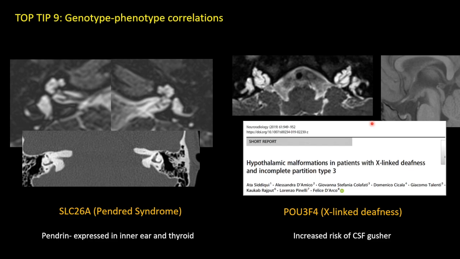Another malformation that has been recently described in patients with X-linked deafness is hypothalamic malformations, and these can range from just a lumpy, bumpy appearance to what we see here to a frank hamartoma. This has been postulated to be due to a role that the POU gene family plays in hypothalamic development.